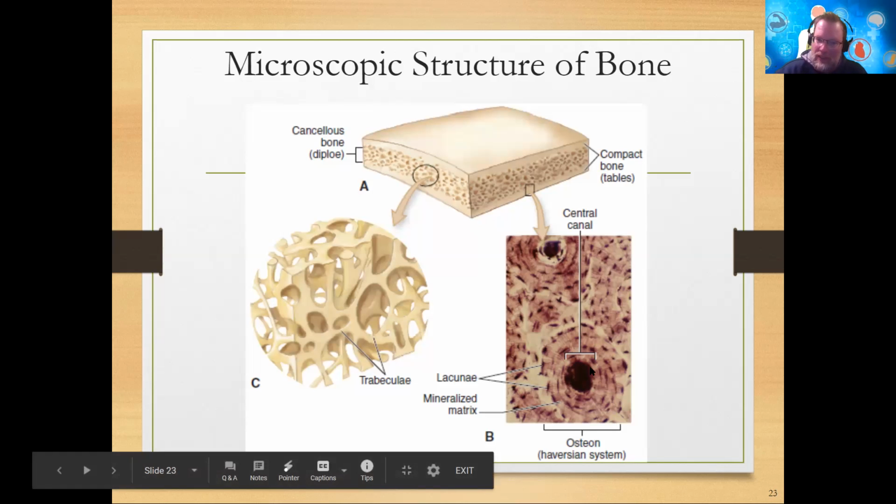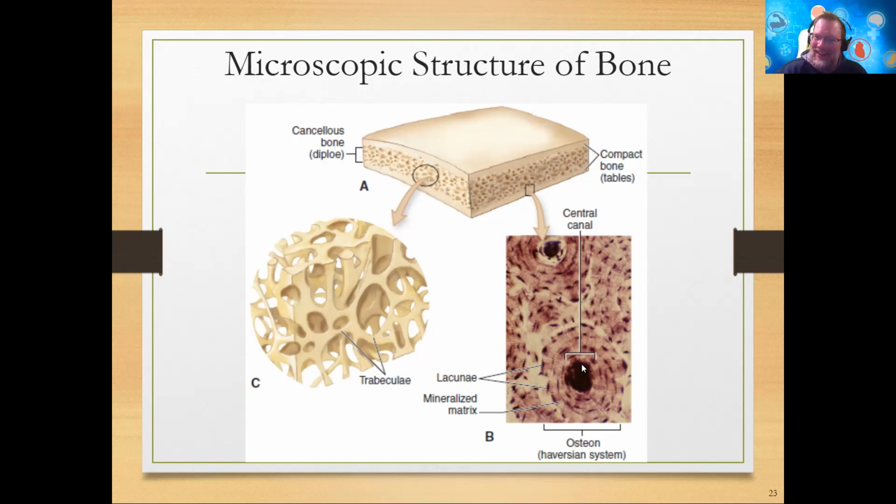And then we have the central canal right down the center of the osteon. Again, that's where we're going to see blood vessels. Okay, that's going to be vascularized.